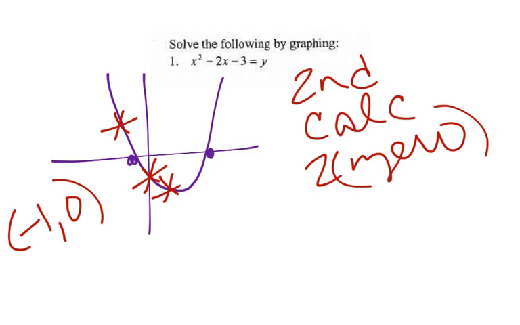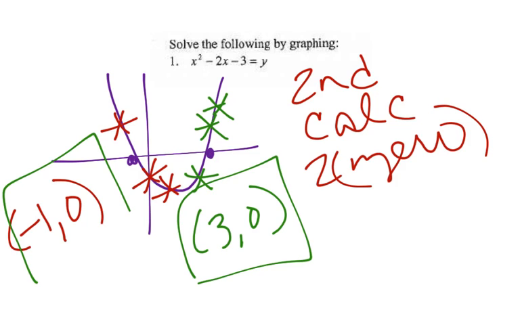Second, calc, number 2 for 0. Go to the right, so you're fairly close. You don't have to be super close. Somewhere over here, press enter. Go to the right till you cross the x-axis, press enter twice, and this solution is 3, 0. So these are your answers, negative 1, 0, and 3, 0.